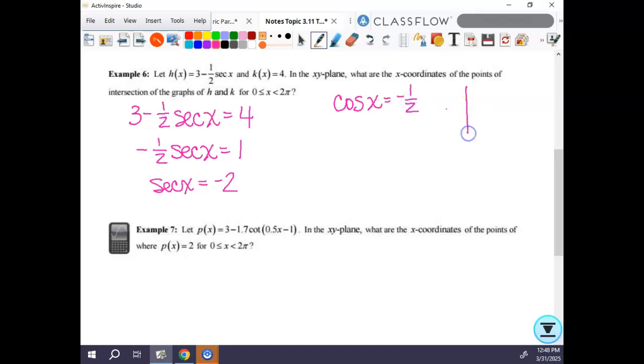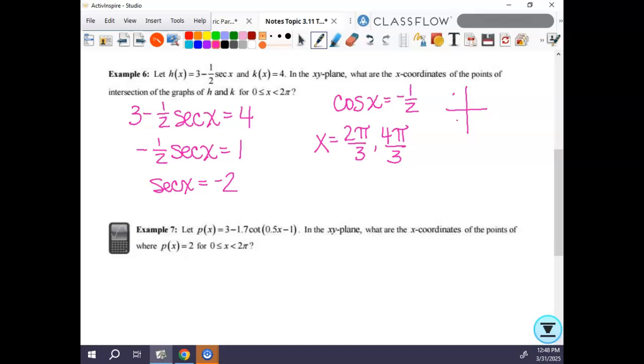Then cosine is negative in the second and third quadrants. What angle gives me a cosine value of 1/2? Pi thirds, right? But I need my second quadrant pi thirds angle, which is 2 pi thirds. And then my third quadrant is 4 pi thirds. There you go. Okay.